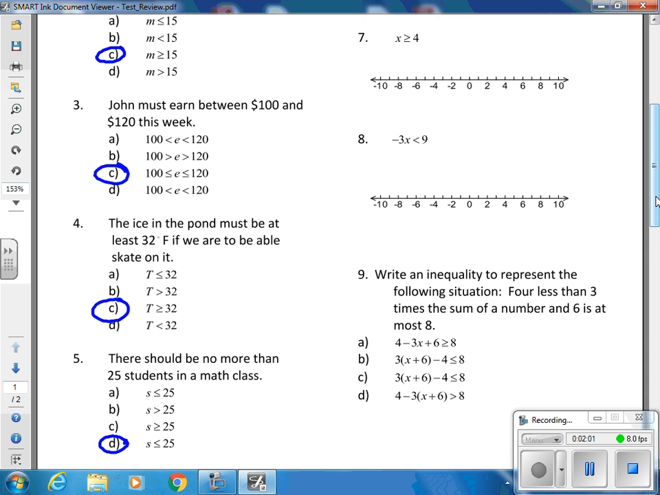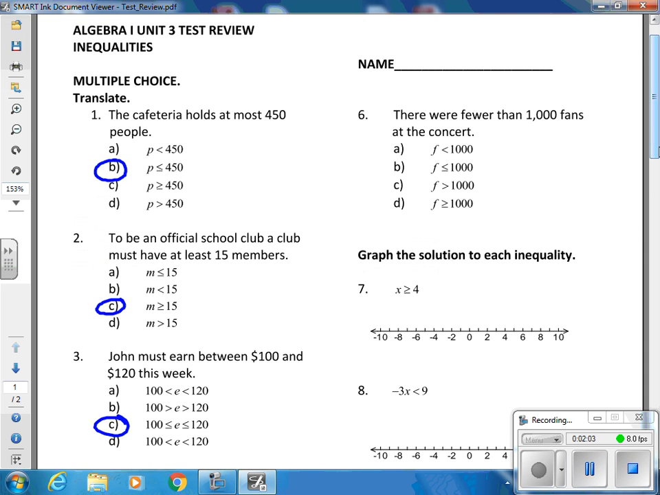Right. Number six, there were fewer than 1,000 fans at the concert. It does not mean that there is exactly 1,000. It just means there is less than 1,000. So that would mean that letter A is the correct choice.